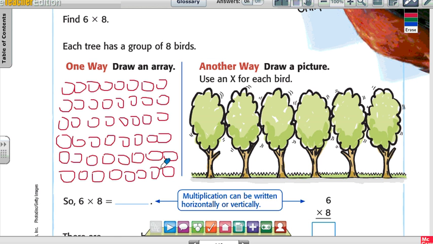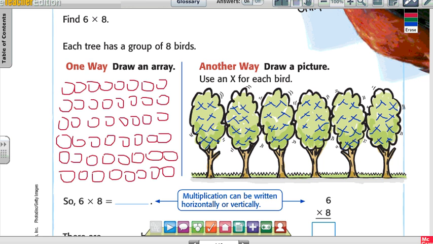Or another way is to draw a picture. Use an X for each bird. And how many birds were in each tree? 8. 1, 2, 3, 4, 5, 6, 7, 8. There you go. So when you do all that, there's 8 X's in each tree.